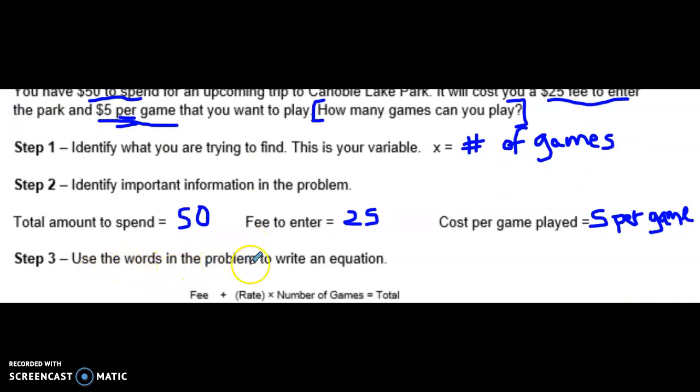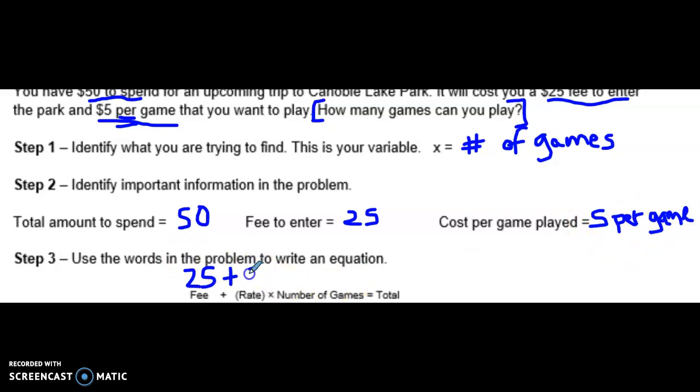Use the words in the problem to write an equation. So we have our fee to enter, which was $25, plus $5 per game. This is going to change based on how many games we play. If we played one game, it would cost $5. Well, what if we wanted to play 2 games? We'd have to do our $5 per 2 games.